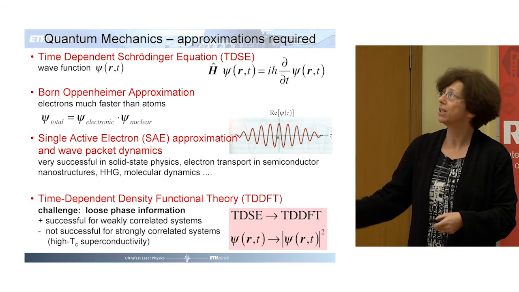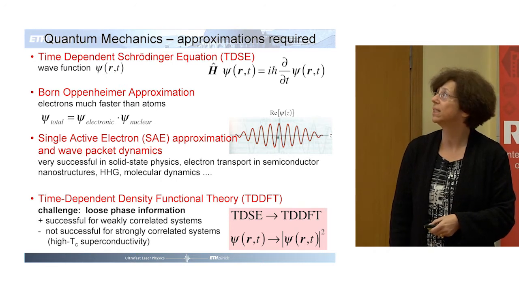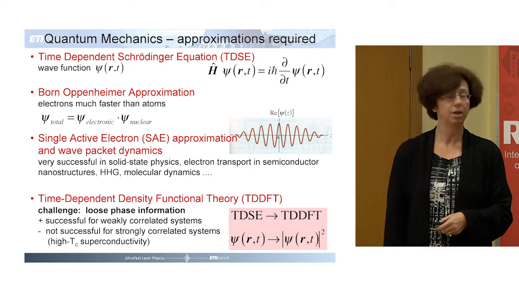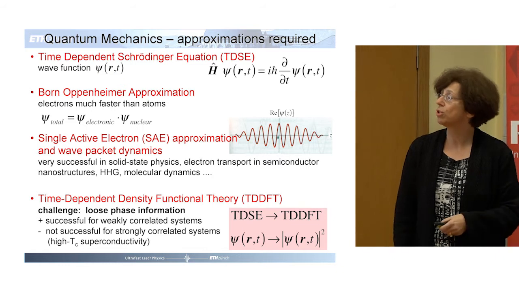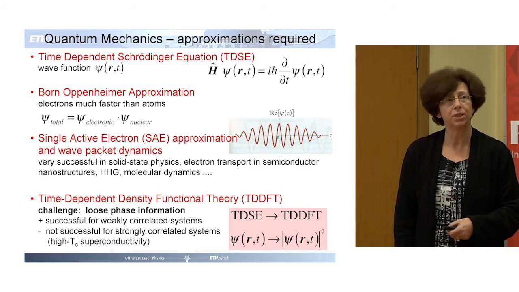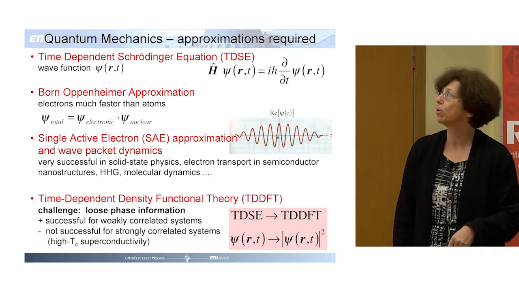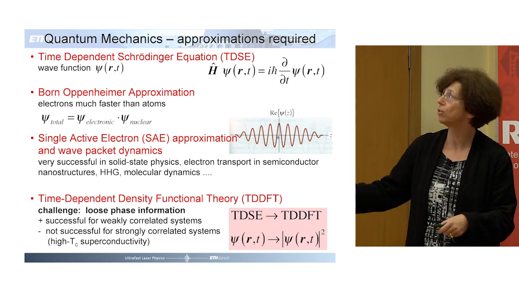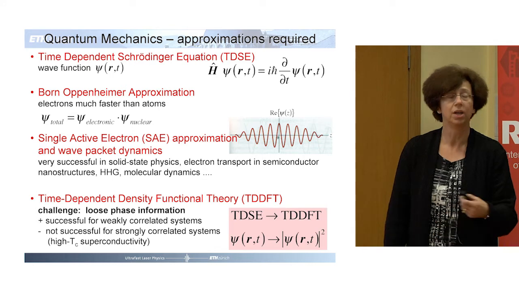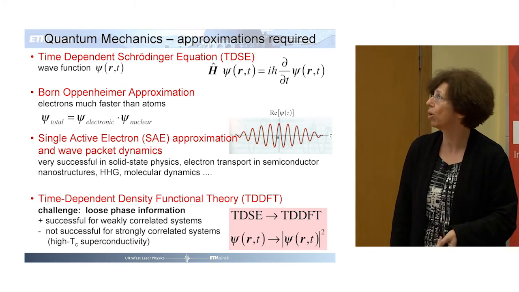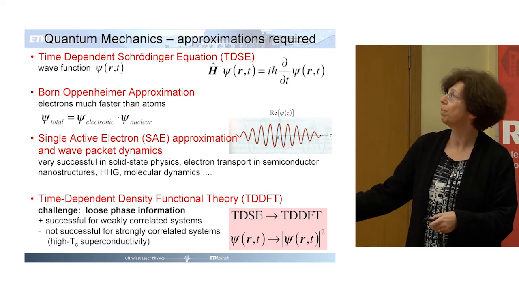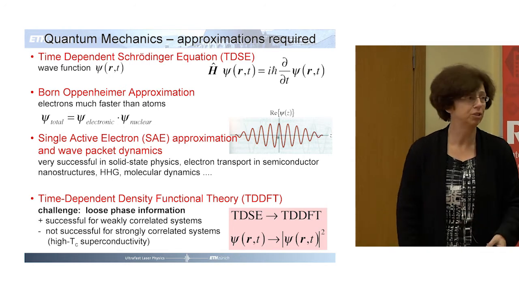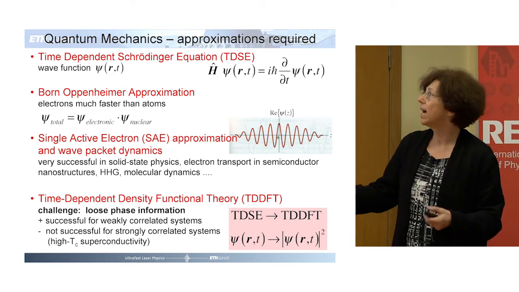So what do you do? The chemists have been using the Born-Oppenheimer approximation, basically saying electrons move much faster than atoms, so let's do the separation of the wave function. What has also been very successful in many dynamics is that you can reduce it to a single active electron approximation and look at the dynamics of the wave packet. That has been extremely successful in solid state physics, electron transport in semiconductor nanostructures, high harmonic generation, and molecular dynamics. Then another approximation is that we just look at the probability distribution of the wave function and the dynamics of this one.